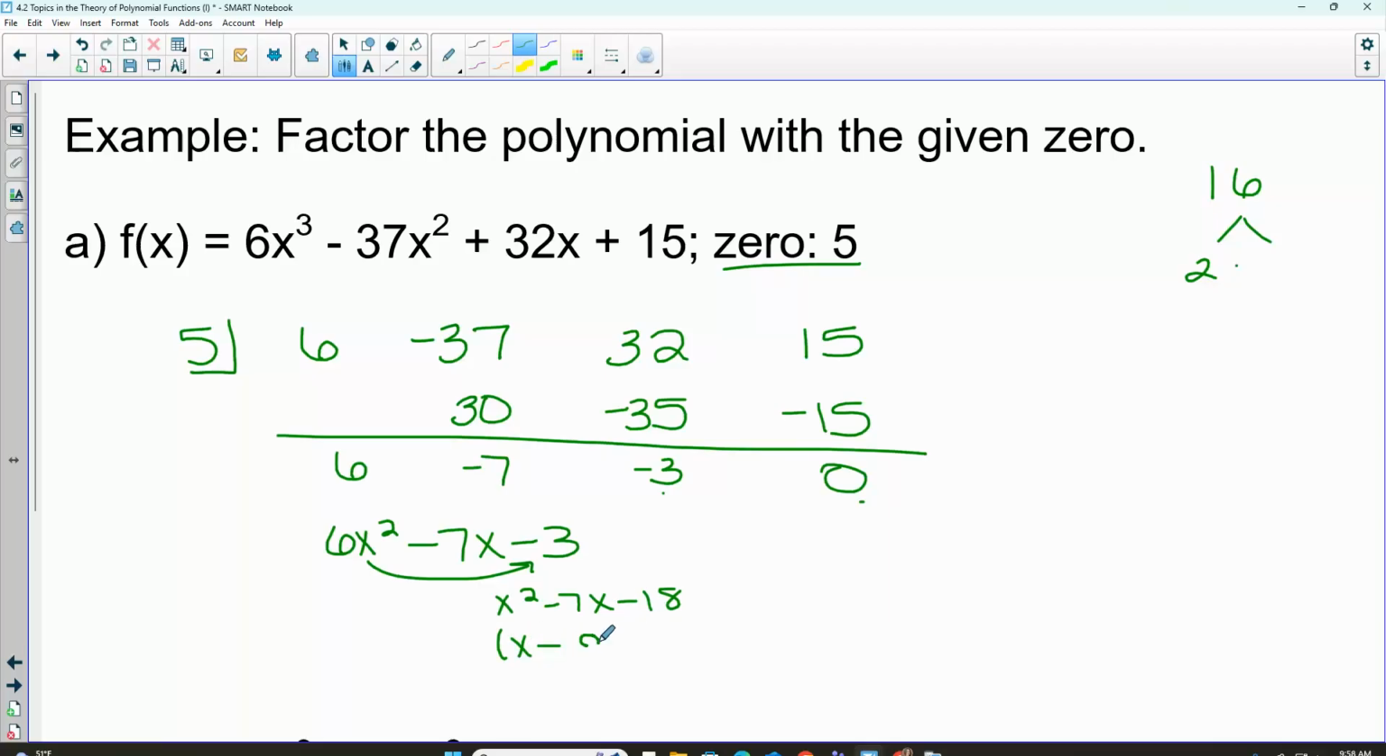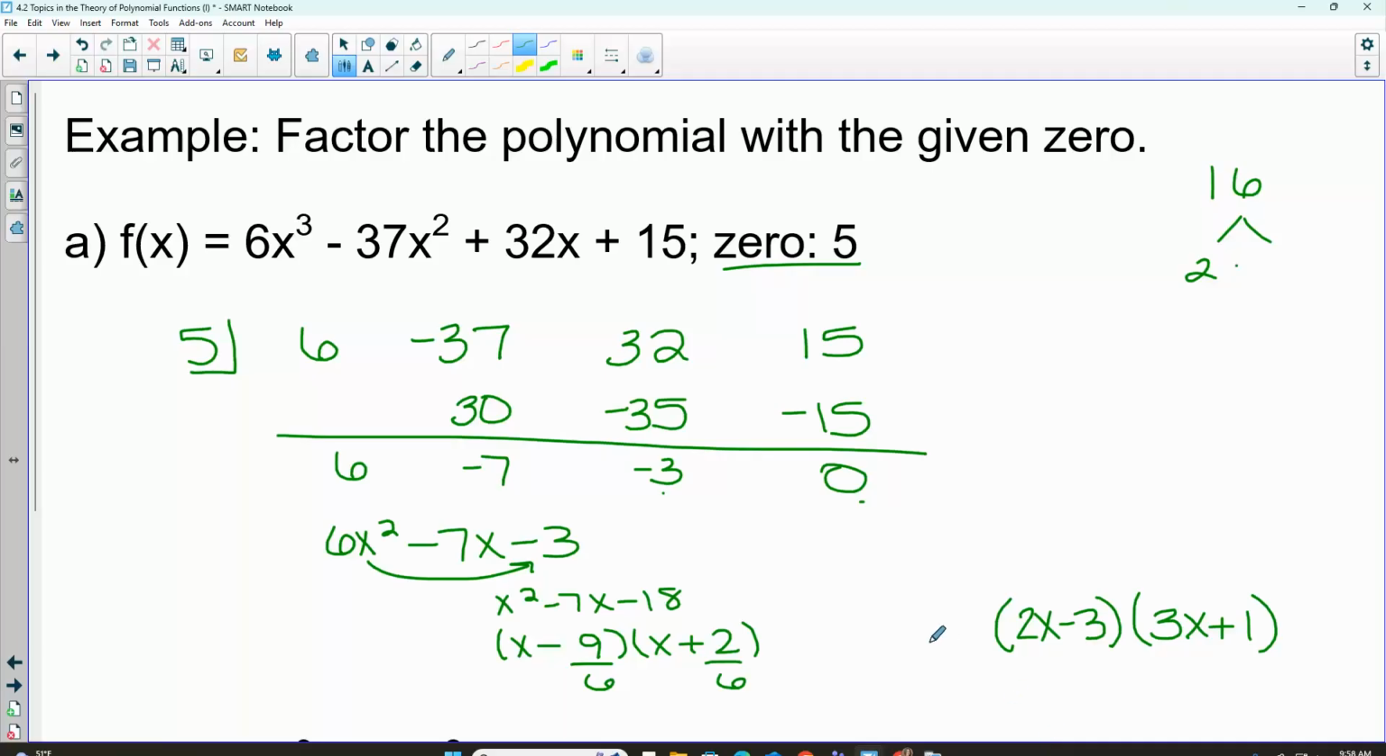So that would factor into x minus 9, x plus 2. And then what do we have to do? Divide our 6 back. So 9 over 6 reduces to 3 over 2. 2 over 6 is 1/3, so 3x plus 1. Okay.